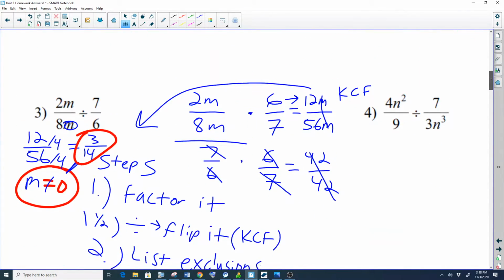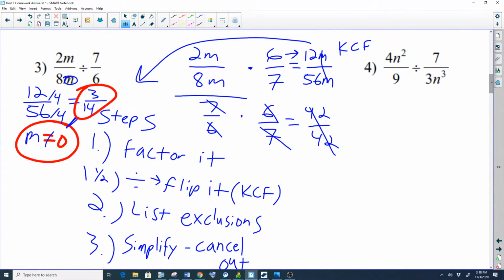Now when you get to division, which is not just straight multiplication, you're going to have to flip and multiply, okay? You're going to flip and multiply. And again, here are the steps for you to take notes with. So number 1, you're going to factor it. And then step 1.5, you're going to divide and then flip it.